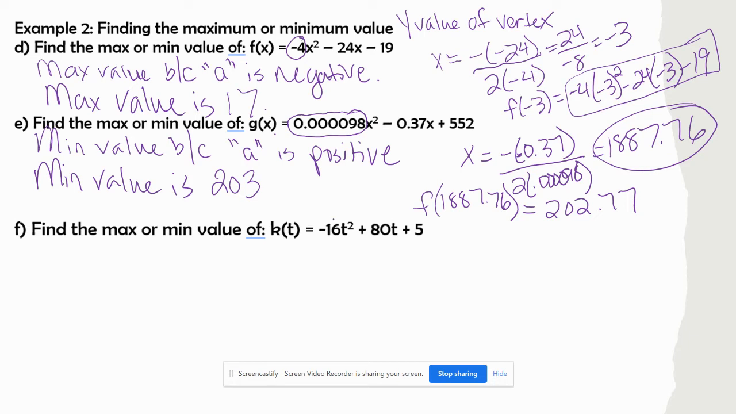This last one, our A value is here at negative 16. That means we are finding a maximum value because A is negative.